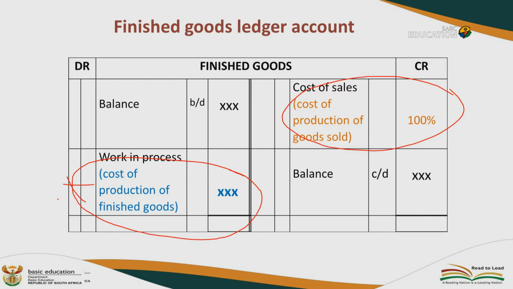And this cost of sales figure will be the same amount that you transfer to your abridged income statement. Hence, I spoke about the production cost statement as well as your abridged income statement.